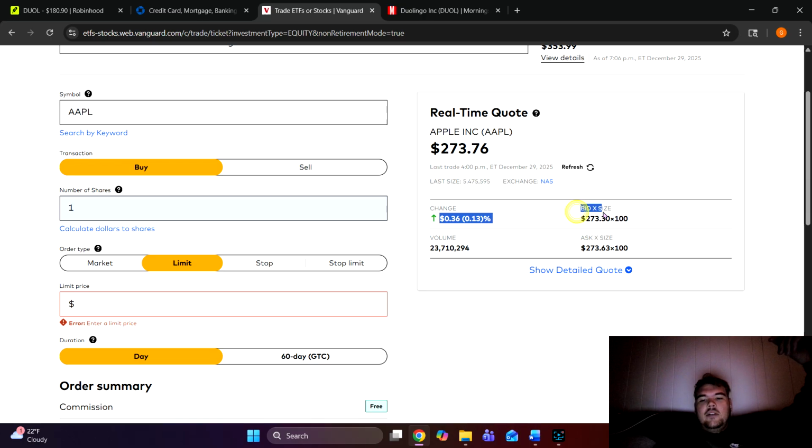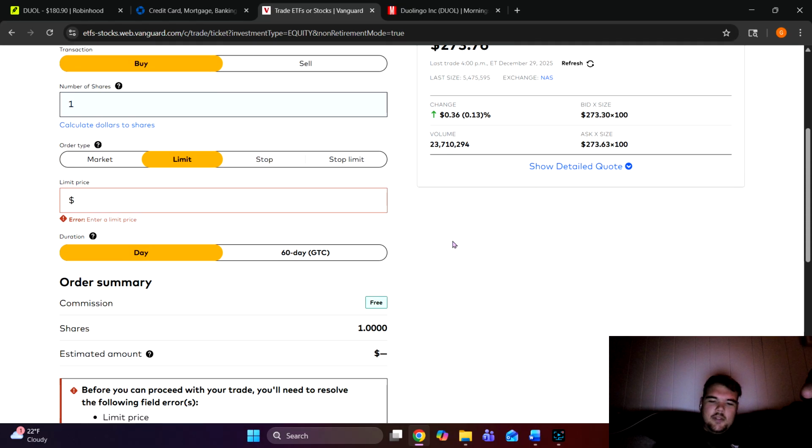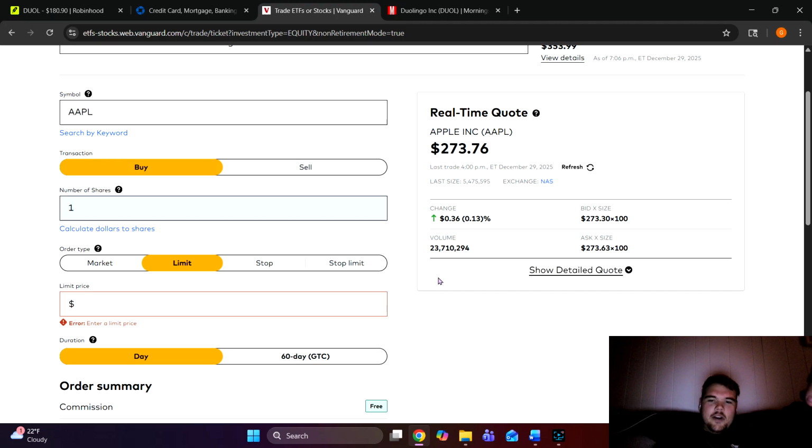There's the buyers that are willing to buy the stock, that's the highest that they're willing to buy it for right now, and there's the sellers, and that's the lowest that the sellers are willing to sell it for. And then volume, that's telling you how many shares have been traded throughout the day. So 23.7 million shares of Apple were traded today. Some people use volume as indicators when it comes to investing. All I can say is it doesn't matter. It's a facade.